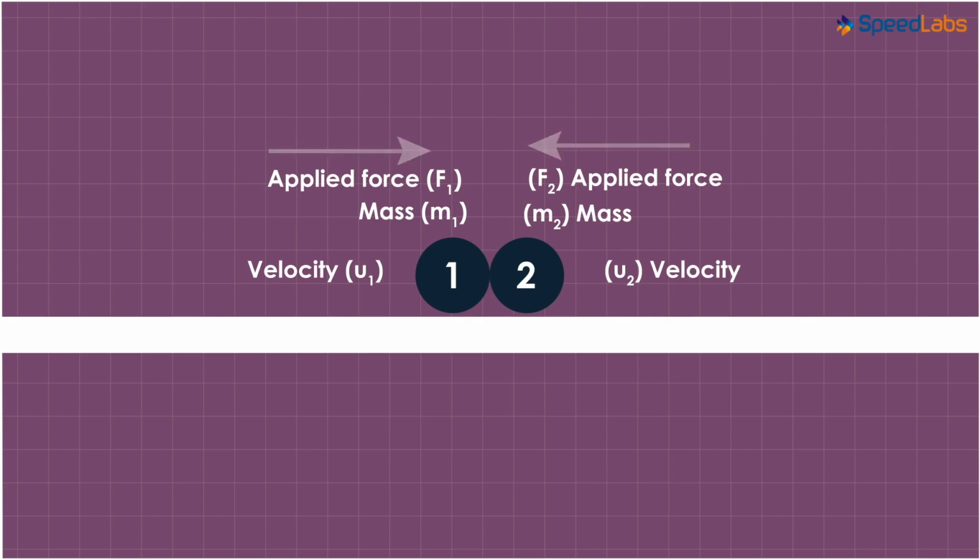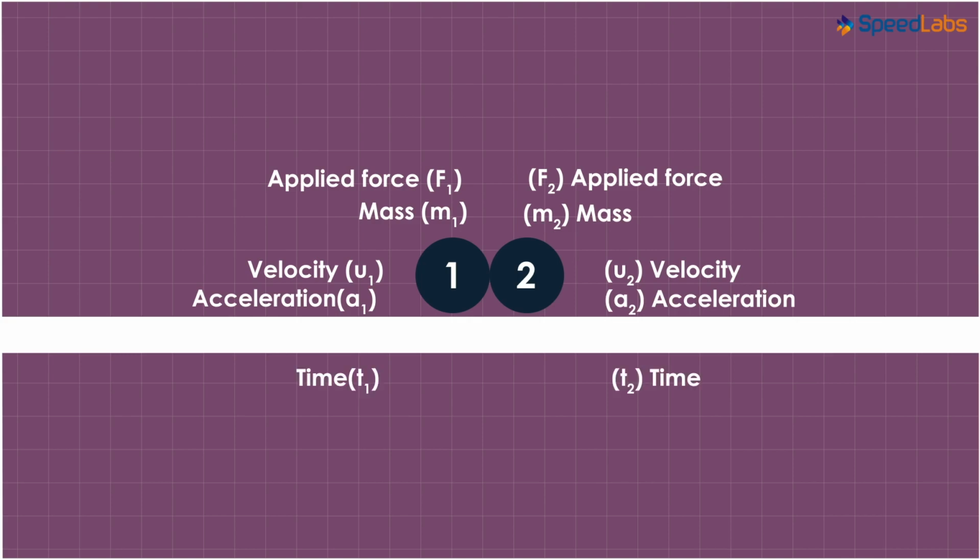Now what happens when a force is applied on an object? Yes, the object accelerates. So let's say the forces cause accelerations of A1 and A2 on the objects respectively. And what is the time duration for which the objects apply a force on each other? Say it's T1 and T2. Will T1 and T2 be equal? Of course, yes. That's because they are in contact for the same period of time. The time for which force is applied by 1 on 2 is the same as the time for which force is applied by 2 on 1.